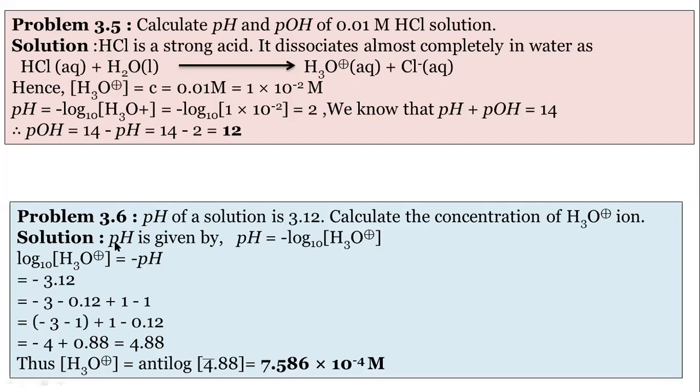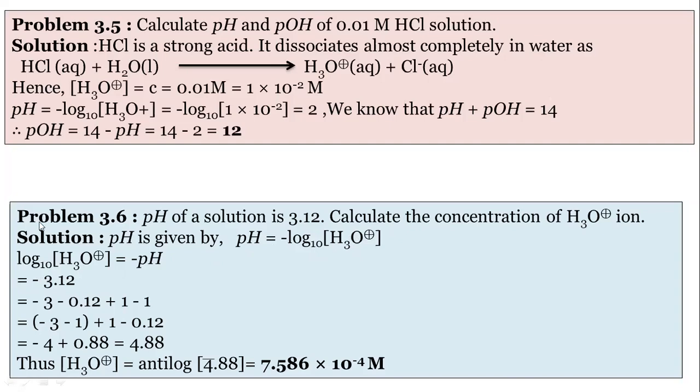So another example is given here. The pH of solution is 3.12. pH is given. Calculate the concentration of H3O plus ion. Means we have to calculate the H3O plus ions. What is given is pH. You know this formula. According to this formula, pH is equal to minus log 10 H3O plus ion concentration. So we have to put these values in this equation.